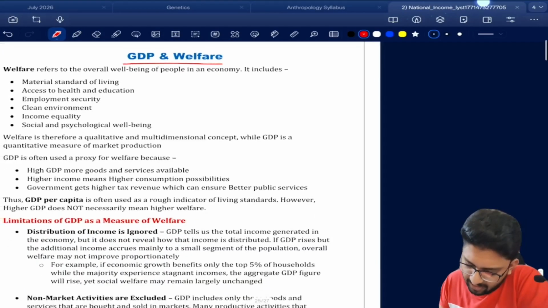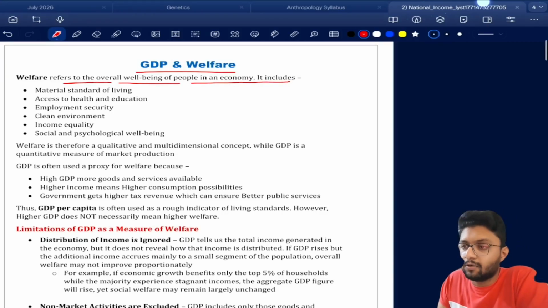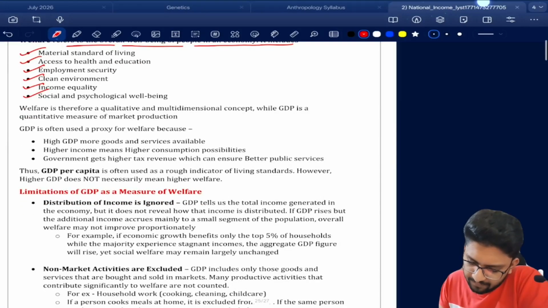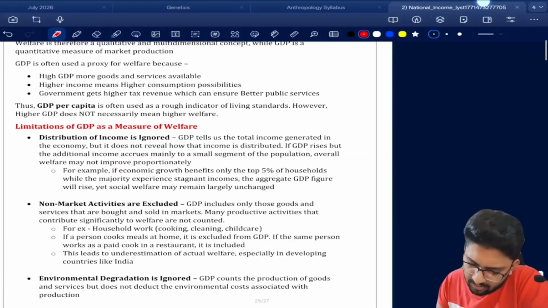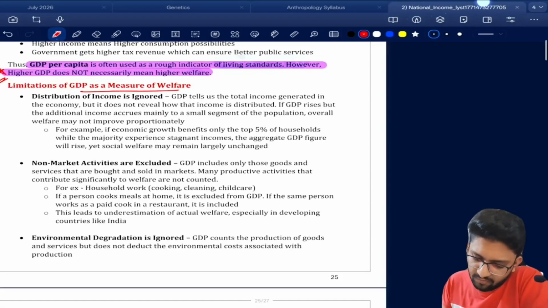GDP and welfare. Welfare refers to the overall well-being of people in an economy. It includes material standard of living, access to health, employment security, clean environment, income equality, social and psychological well-being. Thus, GDP per capita is often used as a rough indicator of living standards. However, higher GDP does not necessarily mean higher welfare. True. Limitations of GDP as a measure of welfare.